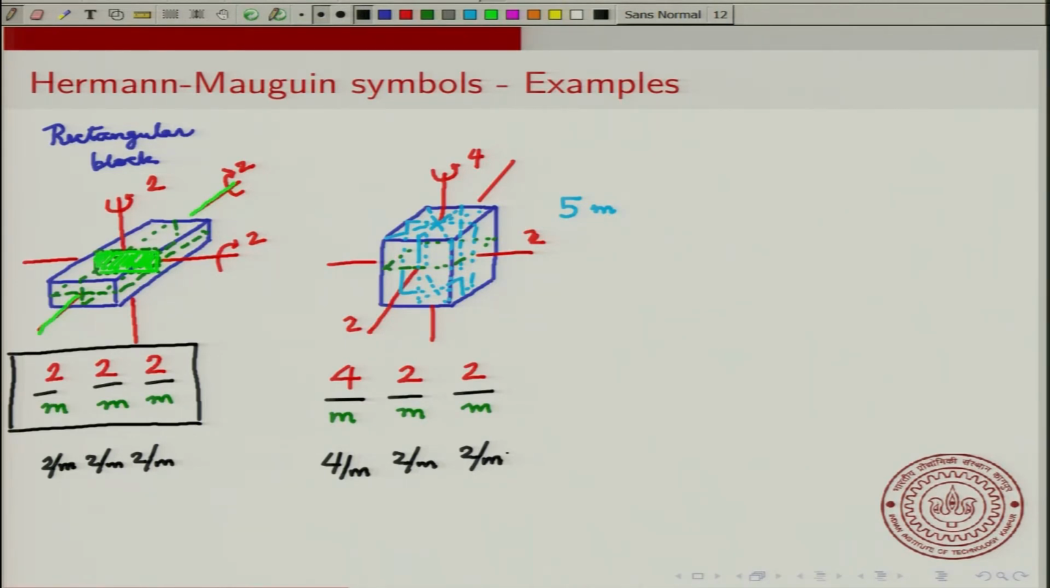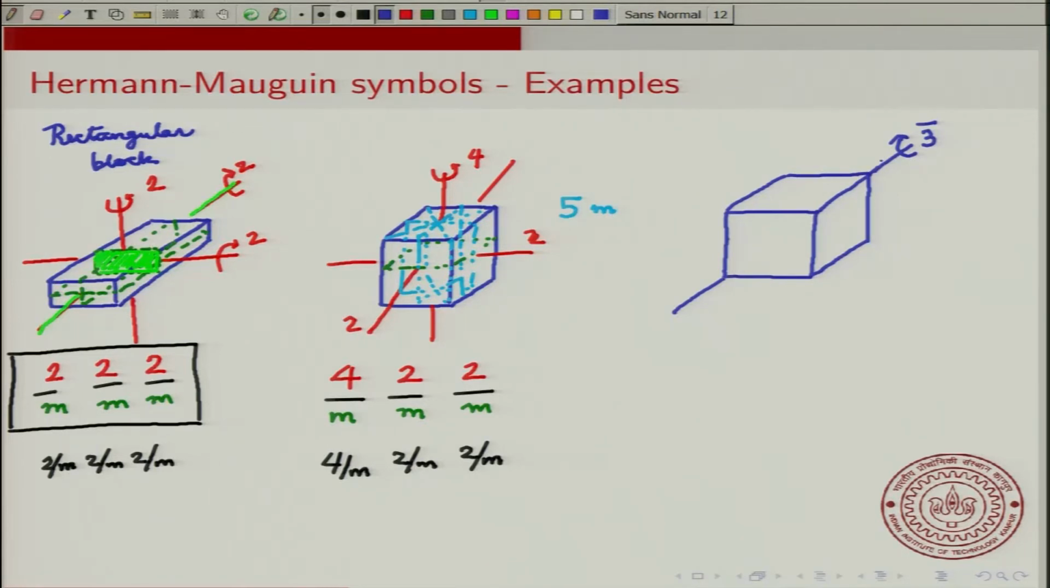Okay. Now, the third example I am going to do is that of a cube. Slightly, we will just make it a little more complicated than a regular cube. So, we imagine that you have a cube, but now we assume that you do not have C3 axis, but you have 3 bar axis. This is a 3 bar axis. So, instead of having 4 3-fold axis, you have 4 3 bar axis.